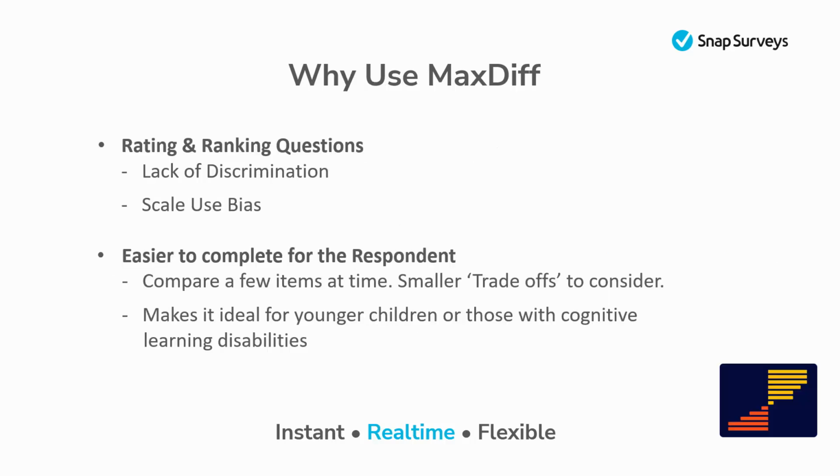So why use MaxDiff and not just stick with a more recognised rating scale or ranking question? In short, standard rating and ranking questions have got issues. There can be a lack of discrimination, and individual respondents can have different biases towards them. I'll be explaining a little bit more about those two things in just a bit. But MaxDiff is arguably also easier for the respondent to use, as they're comparing a few items or options at once rather than trying to mentally juggle a large array of options all at the same time. This makes it especially beneficial if you're talking to children or perhaps people with learning difficulties.